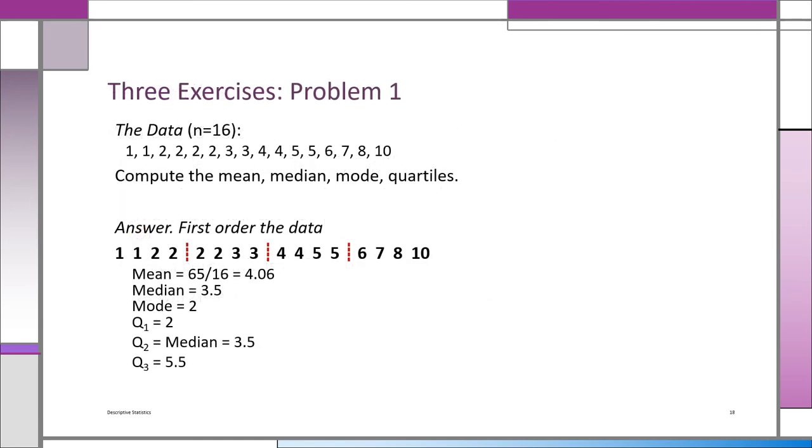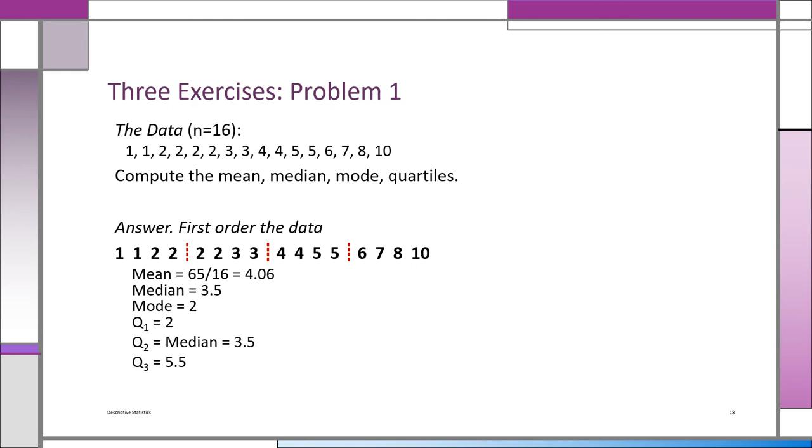N is 16. There's 16 values. We ordered it for you already. The lowest value is 1. The maximum value is 10. Now we want to get the mean. Again, you don't need to order data to get the mean, but it helps. So we add the numbers all up. We're adding up 16 numbers. The sum of xi from 1 to 16 is 65, divided by N of 16, and the mean is 4.06.